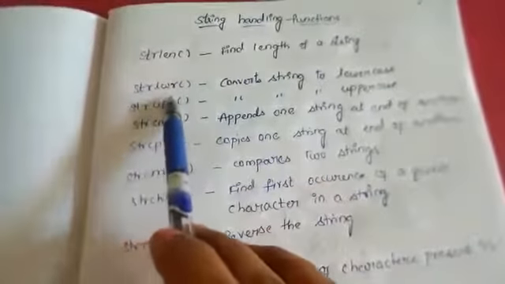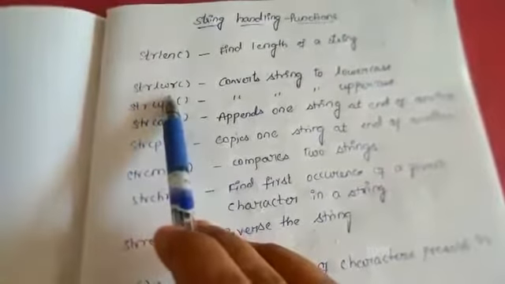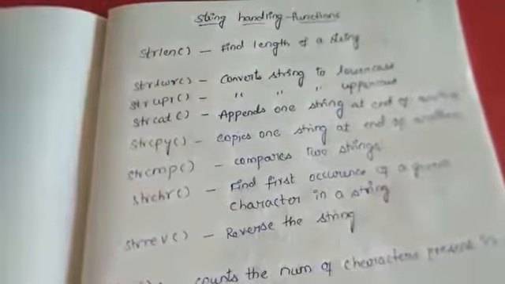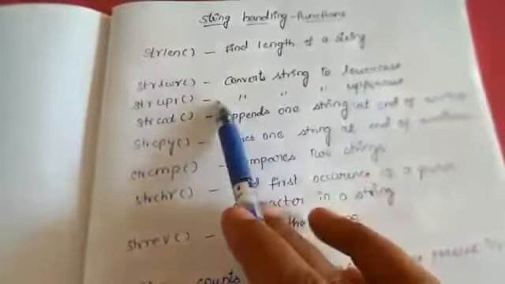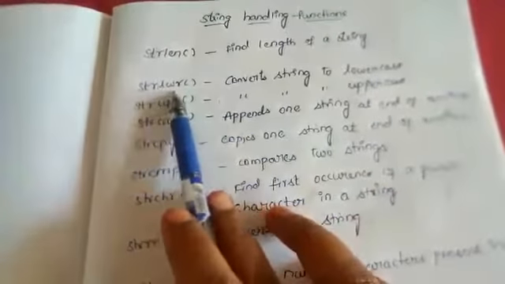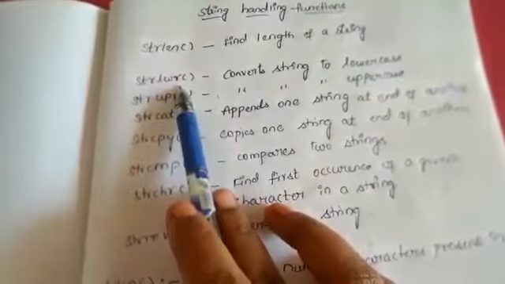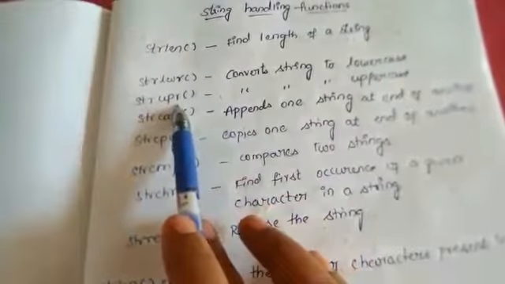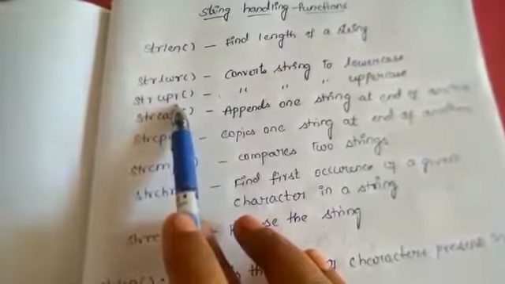Next, strlwr means string lower. This is the function which is used to convert the string to lowercase. If you have a string in uppercase or some combination of uppercase and lowercase, and you want to convert that string into lowercase, then we have the function called strlwr. And if you want to convert that string into uppercase, then we have to use strupr. This is the function which converts the string to uppercase.